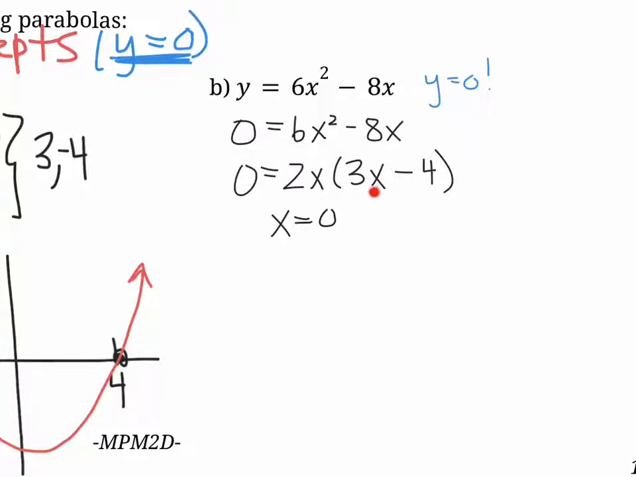How about this one? How can we come up with this solution? We've done this in class many times. We just set this equal to 0 and we solve it. 3x is equal to positive 4. Divide by 3, divide by 3, and x is equal to 4 over 3. So that is our second answer.